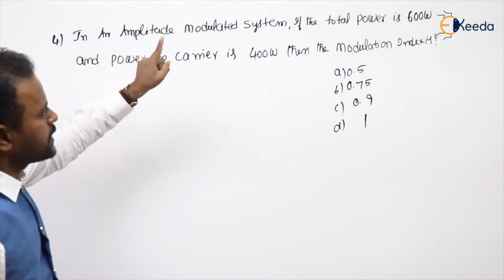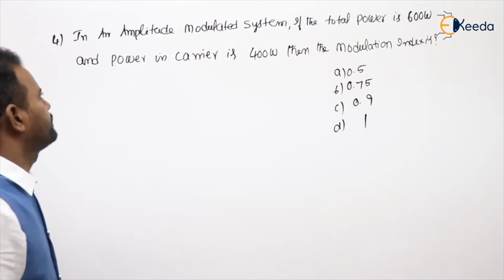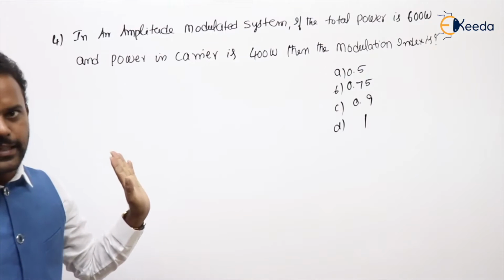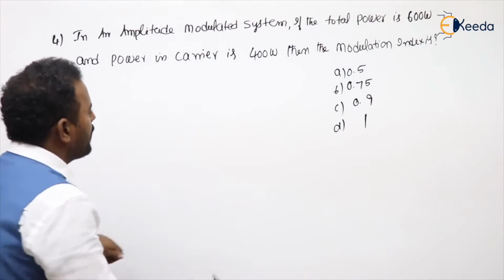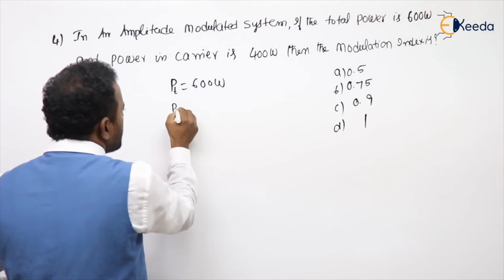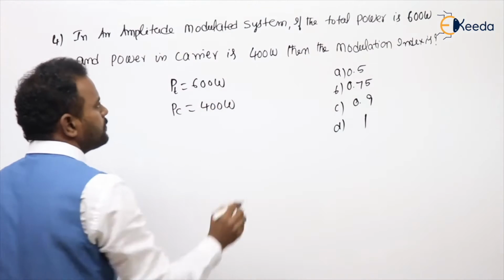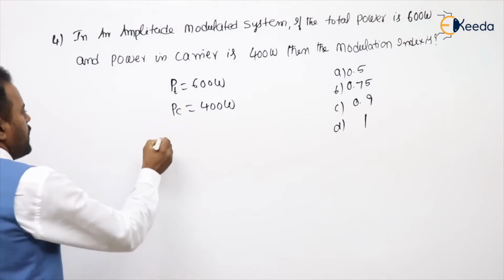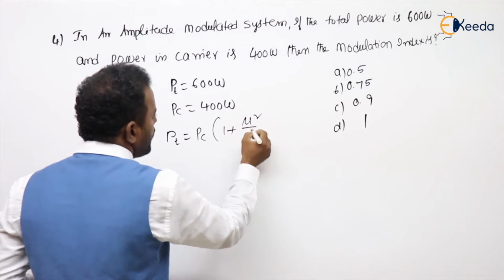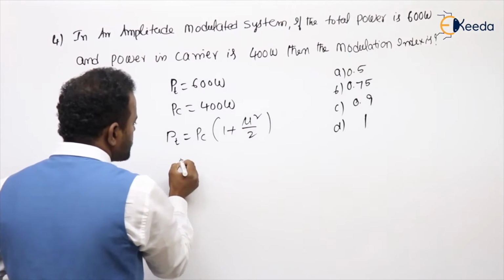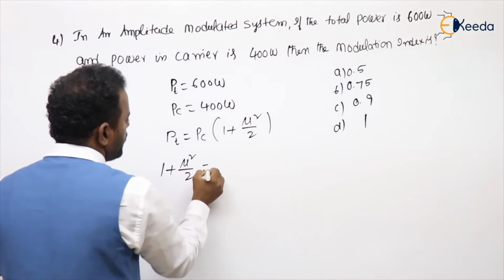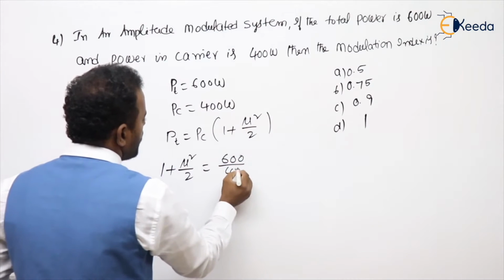In an amplitude modulated system, if the total power is 600 watt and the power in the carrier is 400 watt, then the modulation index is, he given total power. Total power means PT value is given 600 watt and carrier PC is given 400 watt. Then what is the modulation index? What is the total power formula? PT equal to PC into 1 plus mu square by 2. Then obviously PT value 600, PC is 400. So I can say 1 plus mu square by 2 equal to 600 by 400.